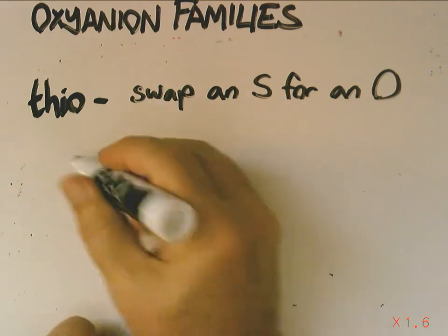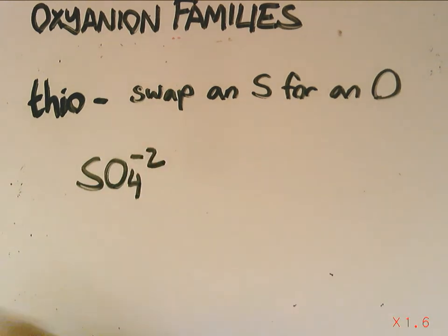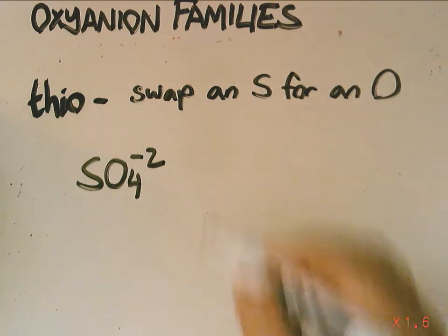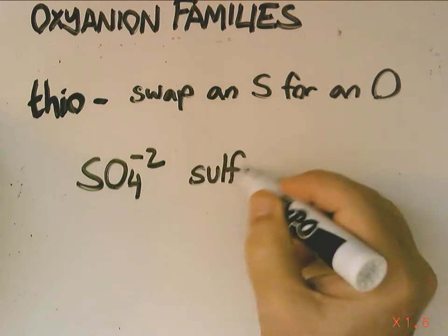Suppose you have SO4 minus 2. This is on your polyatomic ion list. It's an ATE ion. It's sulfate.